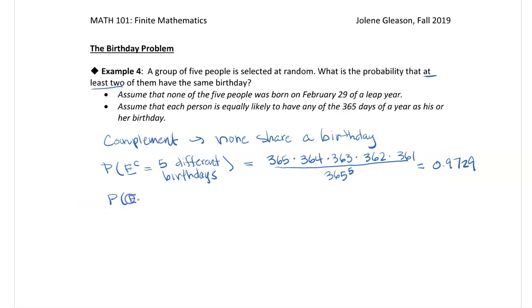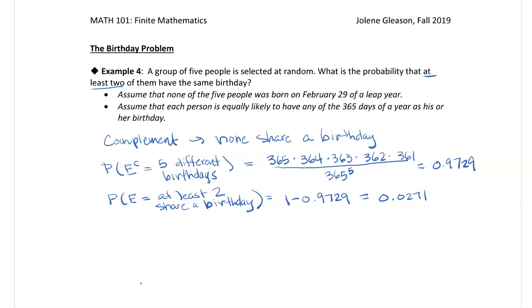We're interested in the event that at least 2 share a birthday. So that's the complement. We're going to take 1 minus the probability of what we don't want, and I get 0.0271. So that's not so remarkable. That's not likely at all, which is what we would expect. You kind of expect that it's unlikely that in this small group you're going to have 2 people with the same birthday.